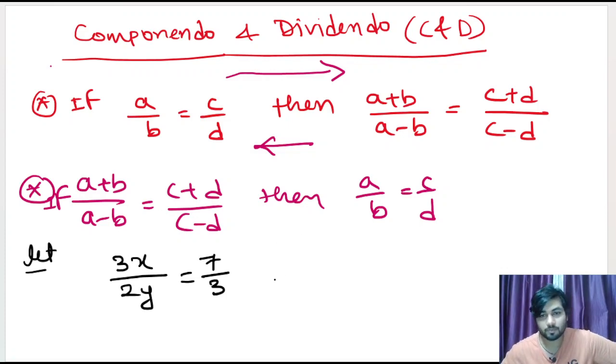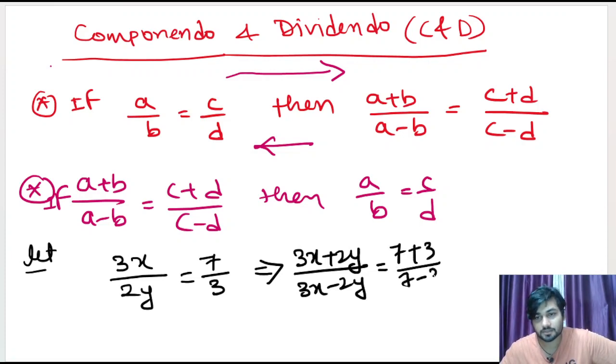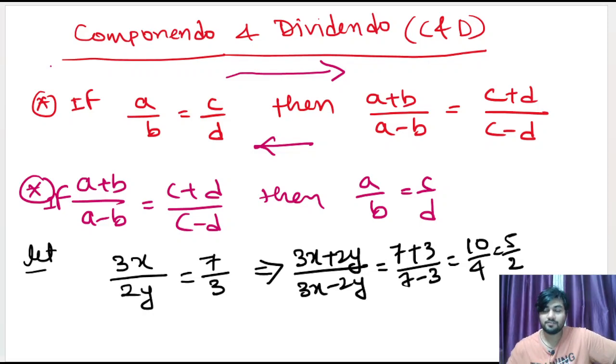So according to Componendo Dividendo, what can we write? We can write 3x plus 2y upon 3x minus 2y is equals to 7 plus 3 upon 7 minus 3, which will be 10 upon 4, which will be again 5 upon 2. That we can write from Componendo and Dividendo. Okay, and the reverse is also true.